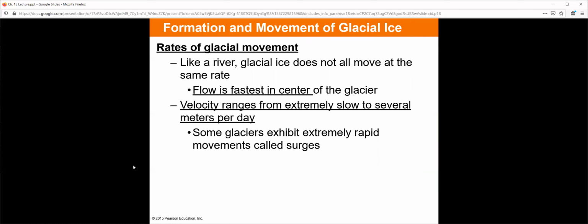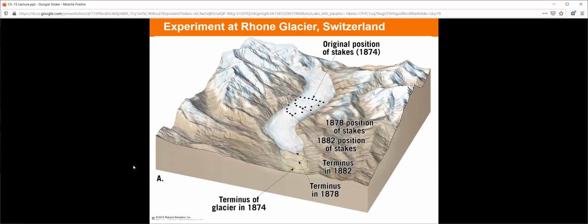So, rate of glacial movement. How fast does the glacier move? Well, like a river, glacial ice does not all move at the same rate. Flow is fastest at the center of the glacier. The velocity ranges from extremely slow to several meters per day. So, glaciers can move really fast or not very fast at all. Some glaciers exhibit extremely rapid movements, and these are called surges, where it surges forward, right?